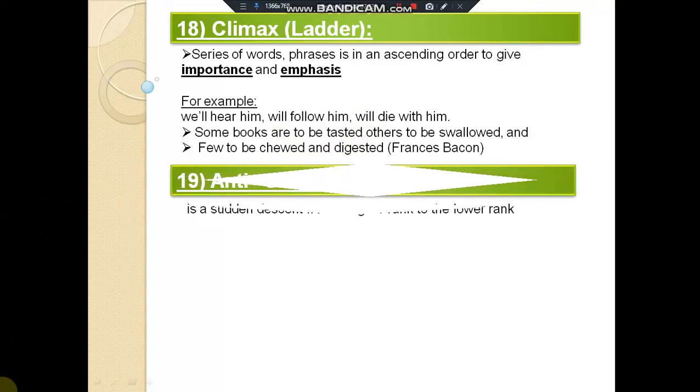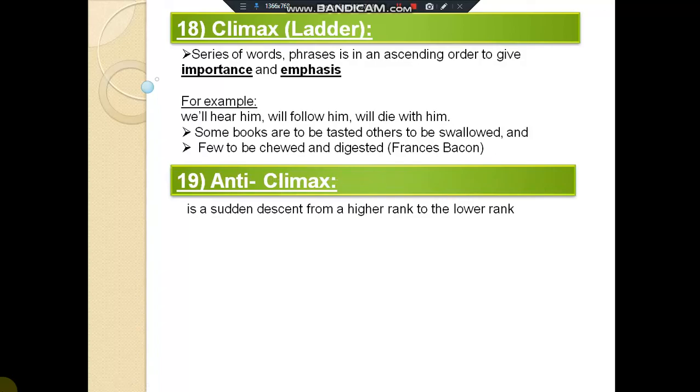And what is anticlimax? Anti means opposite. Opposite to that, it means that you are not climbing up the ladder or the mountain now, but you are getting down. It is a sudden descent from a high rank to a lower rank. And it is used satirically, just to produce fun, to ridicule the person, or ironically used for something or someone.